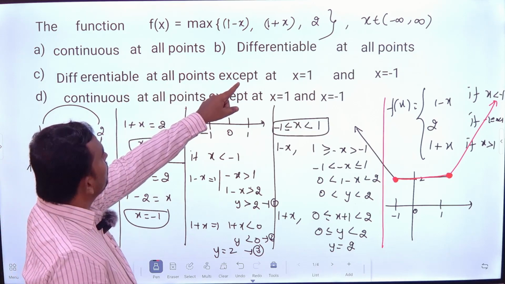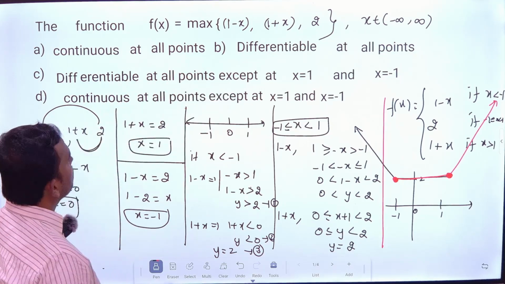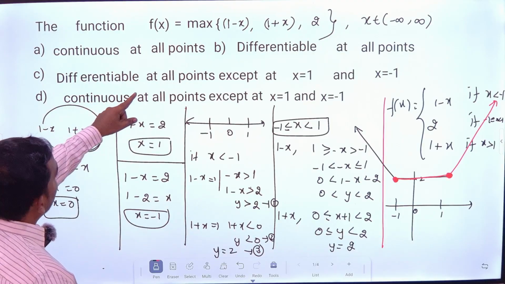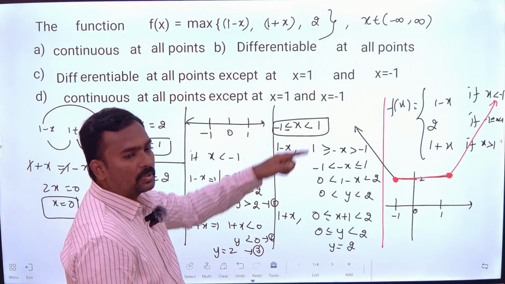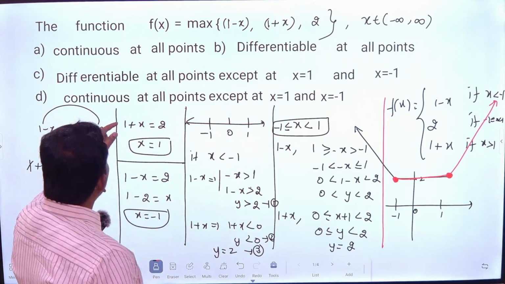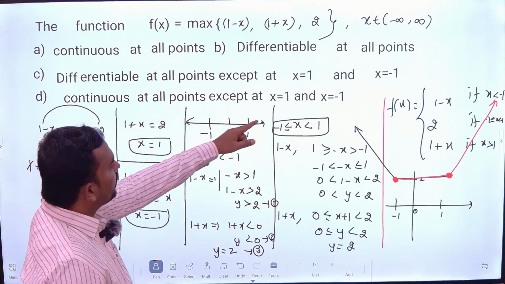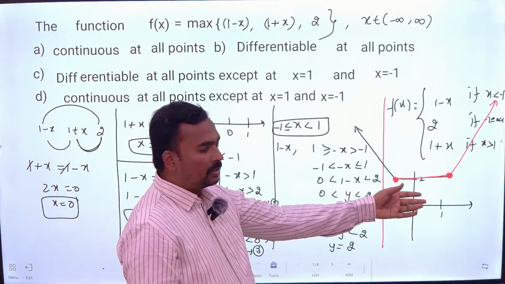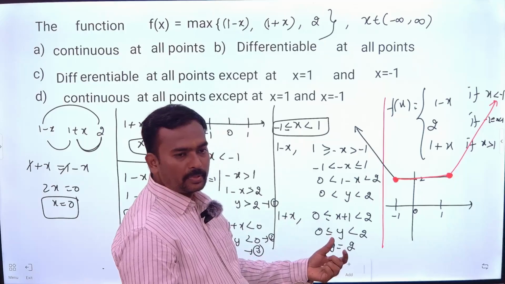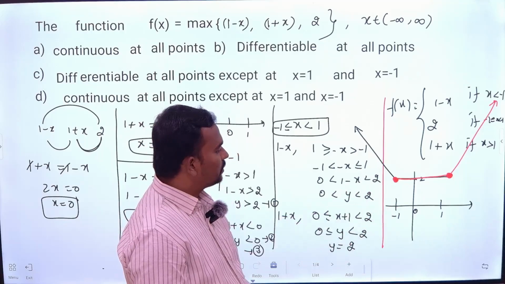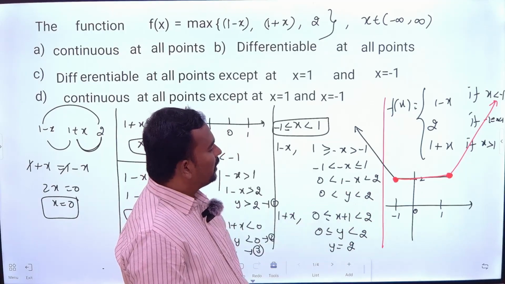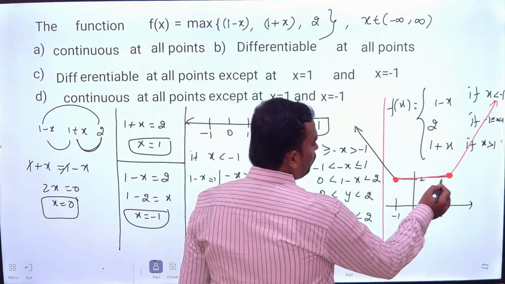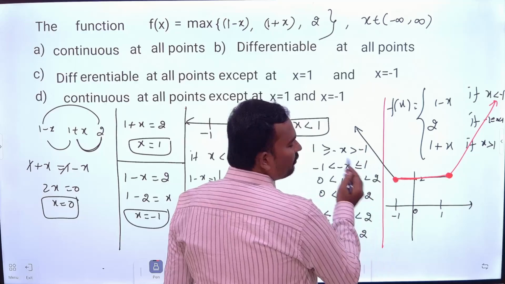Differentiable at all points or not? No, this is not correct. Differentiable at all points except 1 and minus 1. Yes, correct. Continuous at all points except 1 and minus 1? No, it is continuous at minus 1 and 1, because there is no gap in the curve, right? It's continuous. There is no differentiability at x equal to minus 1 and 1 because there is a sharp edge. If you approach from right and left, there are different functions.